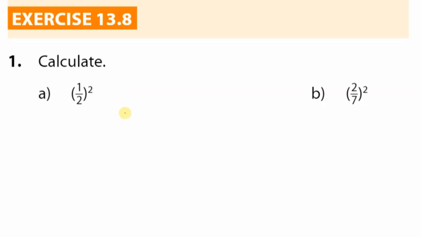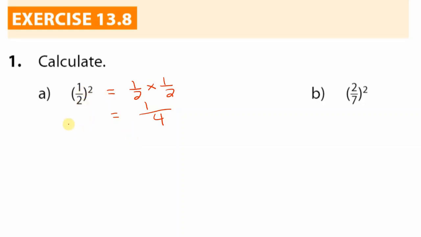So we have half squared. We know a square means multiplying something by itself. So we could say this is in fact the same as 1/2 times itself. So in fact a half times a half. And then we could say multiply tops, 1 times 1 is 1. Multiply bottoms, 2 times 2 is 4.